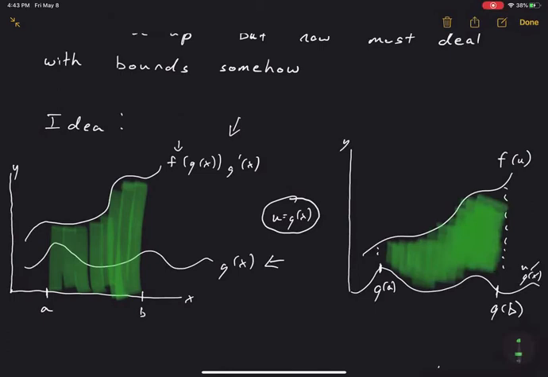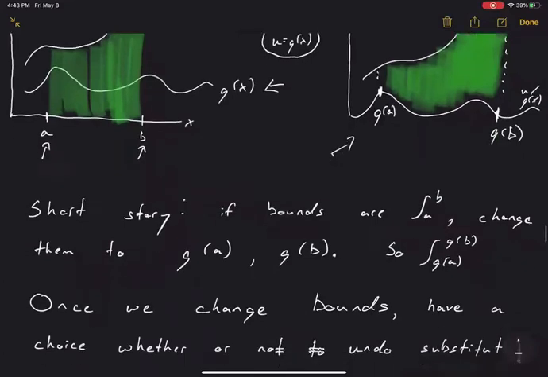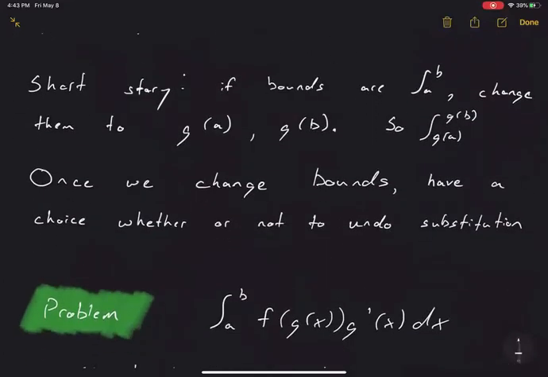But if I'm integrating down to a different axis, then the points I'm integrating between have to change. In my original integral, I'm integrating from a to b. But in this new case, I don't have a and b. Well, what do I have that's kind of the same? I have g of a and g of b. So those should be my new bounds of integration. If that doesn't make sense to you, just keep this short story in your mind: if the bounds of my original integral are a to b, and my substitution is u equals g of x, then I need new bounds once I make my substitution, and those bounds need to be g of a and g of b.